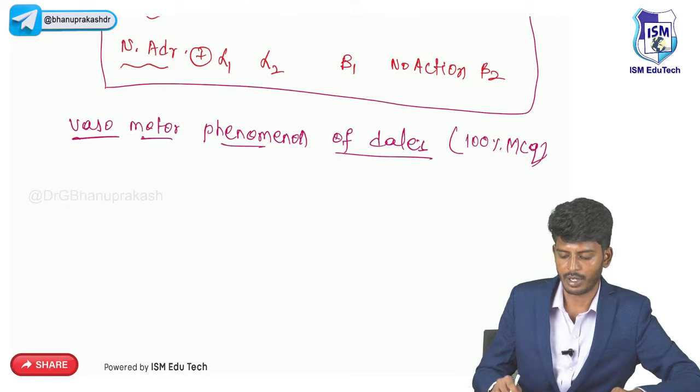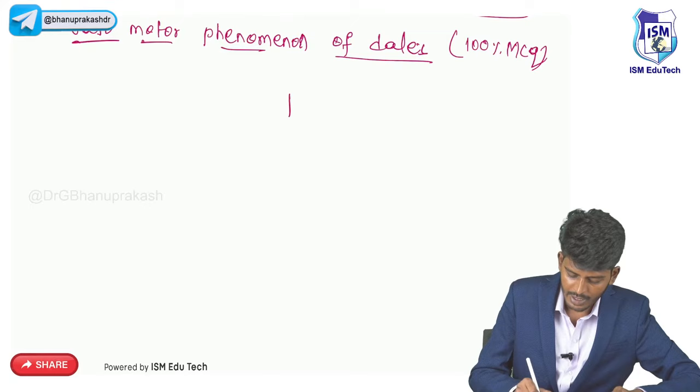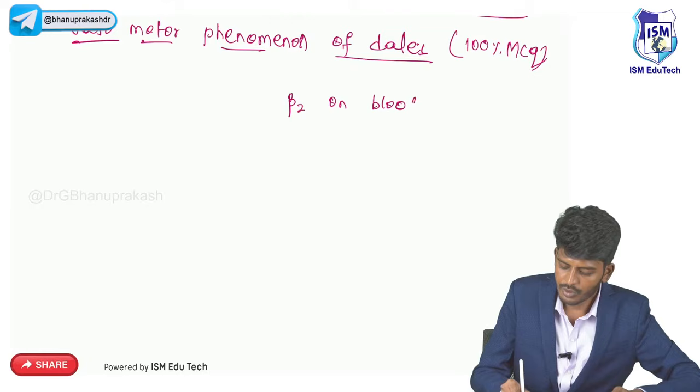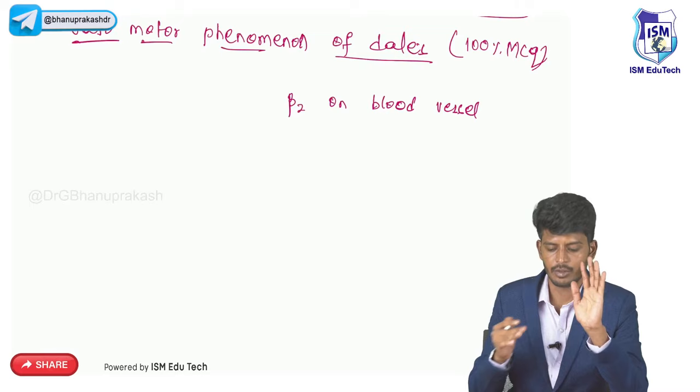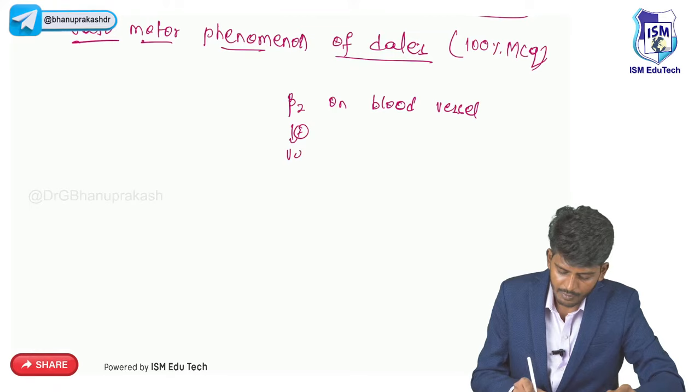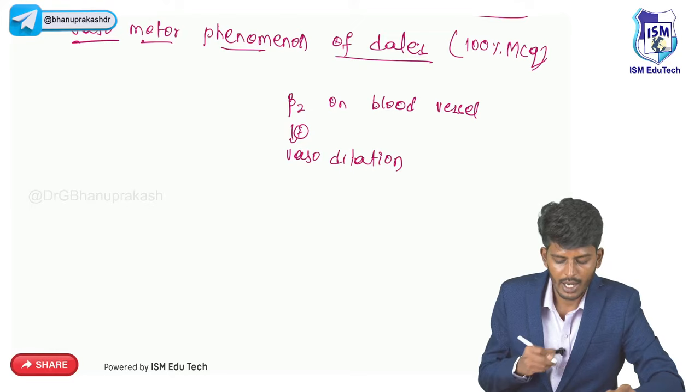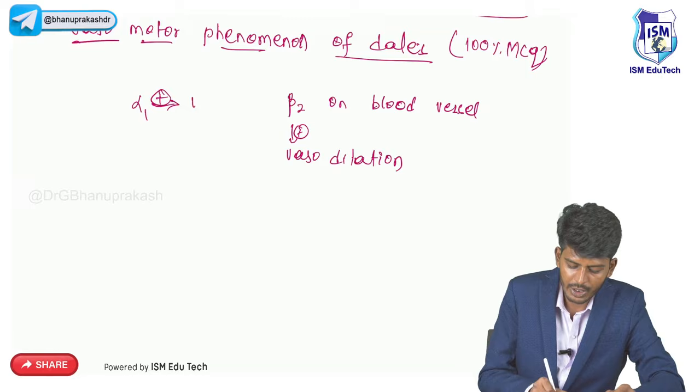Now what do I mean by this? Vasomotor phenomenon. To understand that, if we stimulate beta 2 on the blood vessel, most of you are thinking now, where exactly am I talking about the effect? Only and only on the blood vessel, my dear. So, on the blood vessel, if beta 2 is stimulated, it will cause vasodilation. Now, in the blood vessel, if alpha 1 is stimulated, it will lead to vasoconstriction.